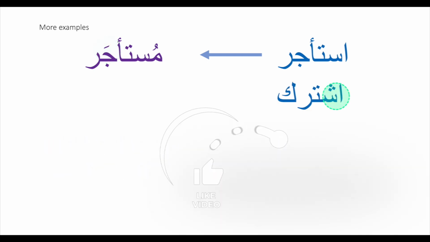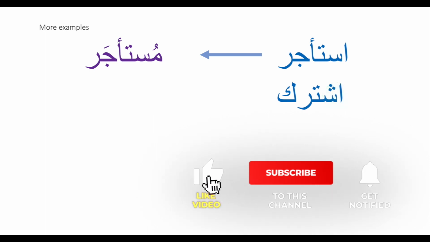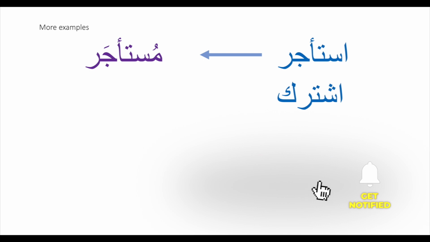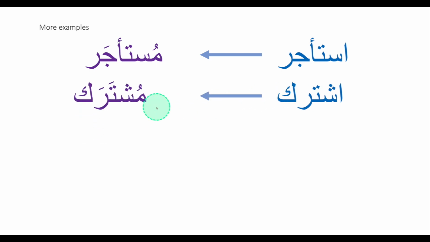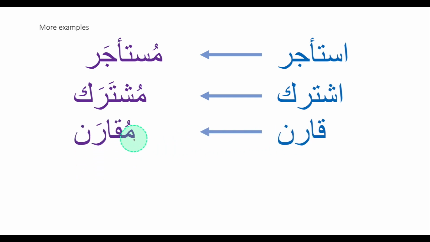اشترك, which means to join, to participate, and to subscribe. Speaking of, don't forget to subscribe to the channel and support it, or give it a big thumbs up. اشترك, which means to participate or join or subscribe. And if you change it to the passive, you would say مشترك, joined or subscribed or participated. قارن, which means to compare, and it becomes مقارن.